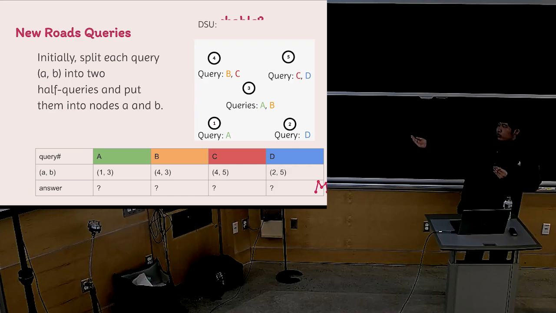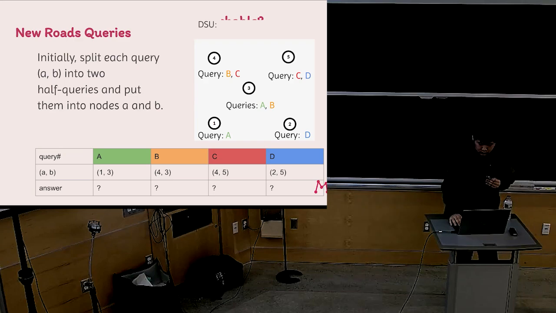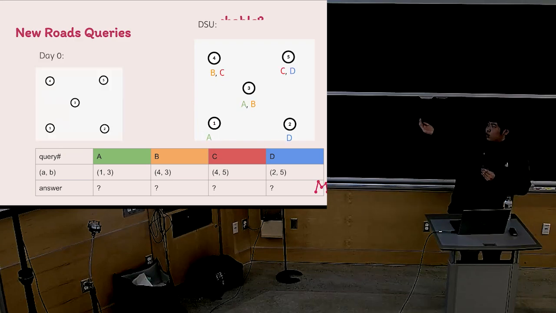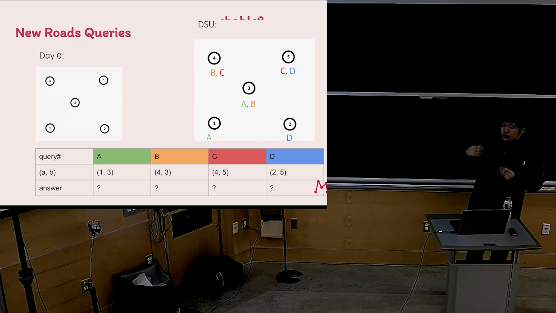So we do something similar for query B, which is 4, 3, something similar for query C, 4, 5, and query D, 2, 5. They're split into their individual half queries and put to the nodes, and just put as a list corresponding to the nodes the queries are a part of. So here we'll again have the graph on the left and the DSU on the right as we try to add edges, and we can see how splitting half queries can help us answer our queries.